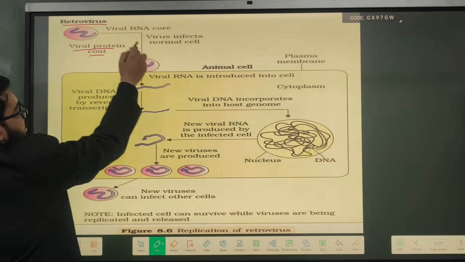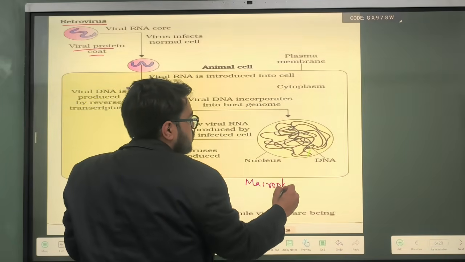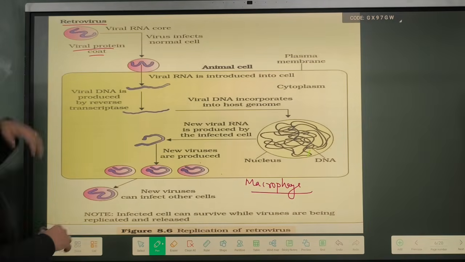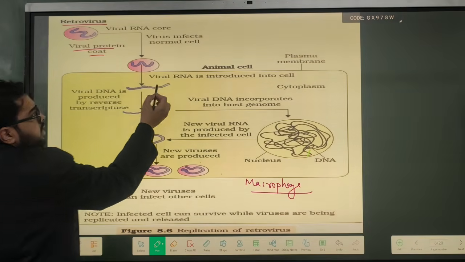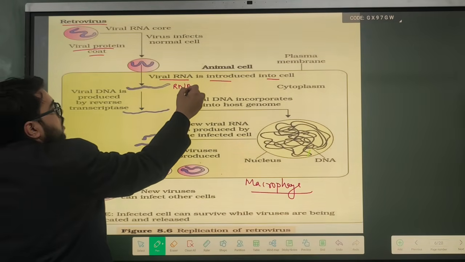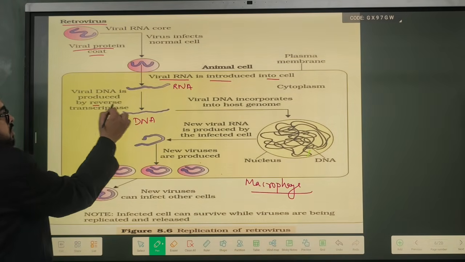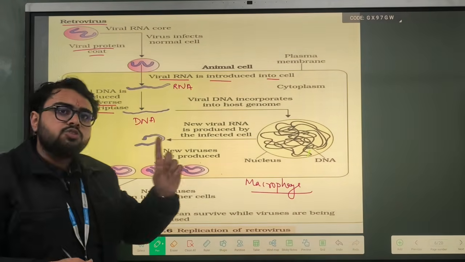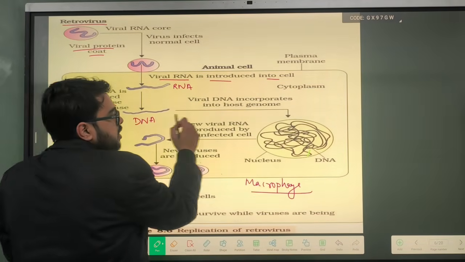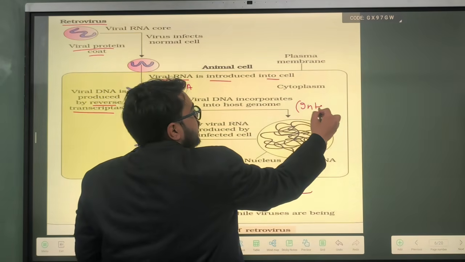Now this RNA virus is trying to enter a cell. The name of this cell is macrophage. So when it enters, the viral RNA is introduced into the cell. After that, what will happen? This RNA will be converted into DNA with the help of the same enzyme, reverse transcriptase, and the name of the process is reverse transcription. Clear? Now, after the conversion into DNA, this DNA will incorporate into the host genome with the help of an enzyme known as integrase.